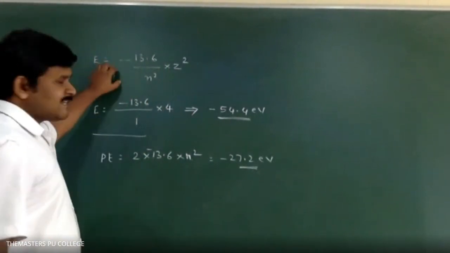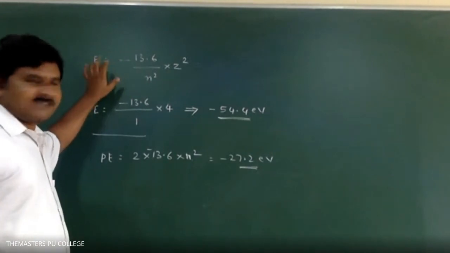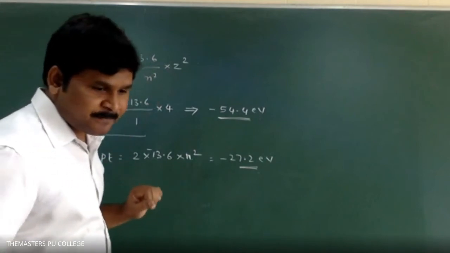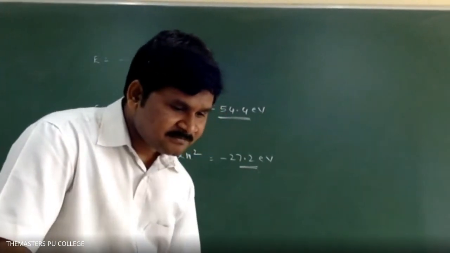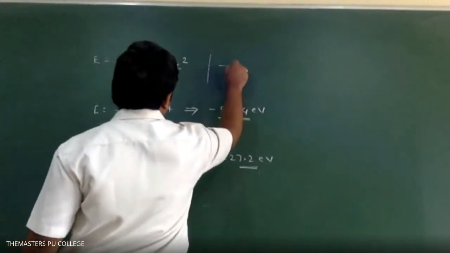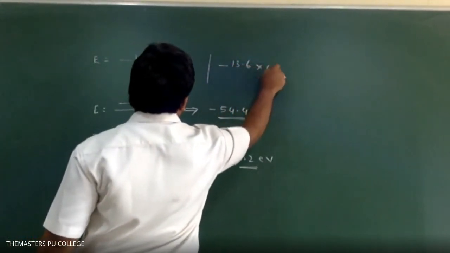Next, kinetic energy. It is the same formula, minus 13.6 by n square into z square. Which ion is he telling? He plus. So minus 13.6 into 4 divided by n square.